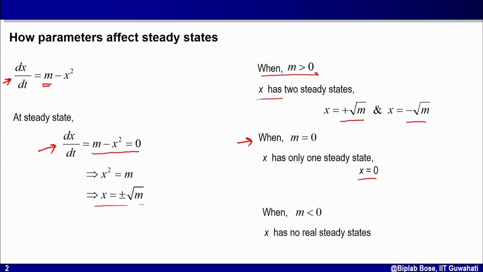What if m is less than 0? In that case, the quantity under the square root is negative. That means I do not have any real solution here. Just look into these cases. Case 1, where m is greater than 0, I have two steady states. In the second case, where m equals 0, I have only one steady state. In the third case, m is less than 0, I have no steady state.